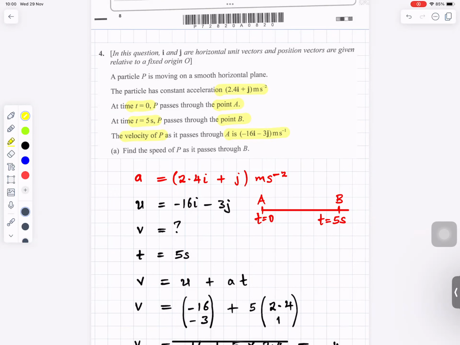Find the speed of P as it passes through B. So with this type of question, we want to put what we know: acceleration, initial velocity, the velocity as it passes through A. The acceleration, we don't know the final velocity, t is 5 seconds, we use v equals u plus at. We write minus 16 and minus 3. We write it as a column vector.